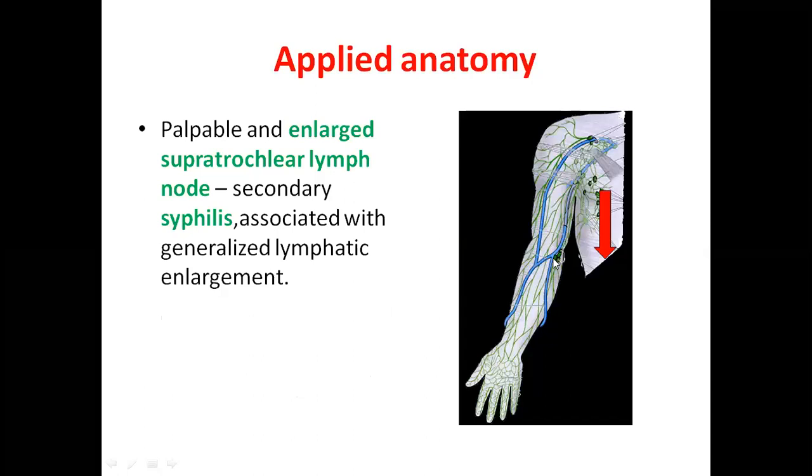Now these are palpable and enlarged supratrochlear lymph nodes. They may be seen secondary to syphilis. Syphilis is one of the infections which you will be studying in second year microbiology. Syphilis, of course, is a sexually transmitted disease. In case of syphilis infection, Treponema pallidum is the causative agent. So it is causing the enlargement of lymph nodes just above the elbow joint. It is associated with generalized lymphatic enlargement.